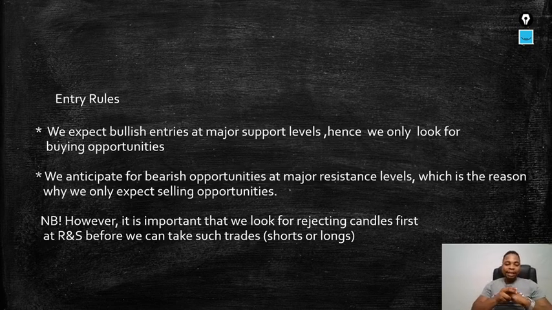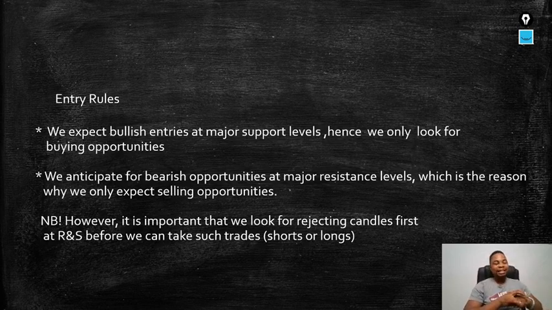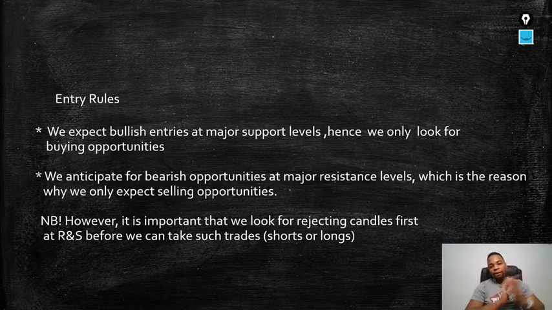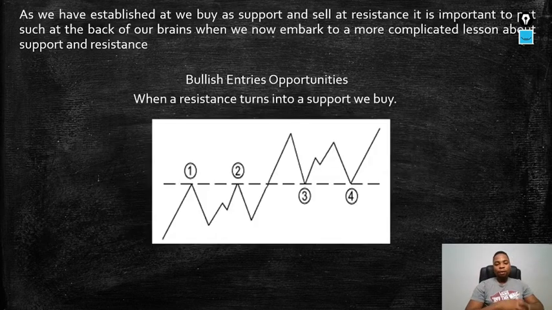However, it is important that you look for rejecting candles first before you can apply your support and resistance. Those rejecting candles are always found at R and S before you can then anticipate for shorts or longs. It's very much important that you look for those rejecting candles, your morning star, your engulfing candles. They are very important.